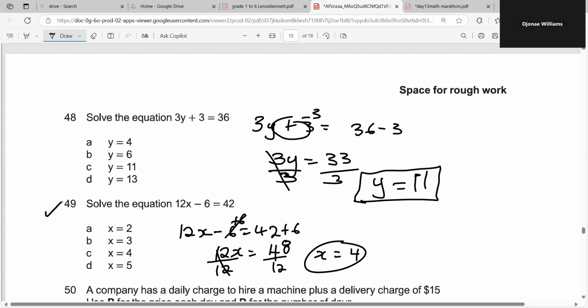I agree with the answer. You said 12 divided by 48, but it's 48 divided by 12. All right, very good. So we have to watch the language as well, correct?